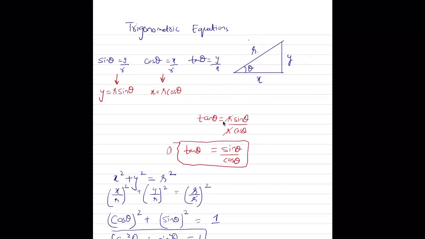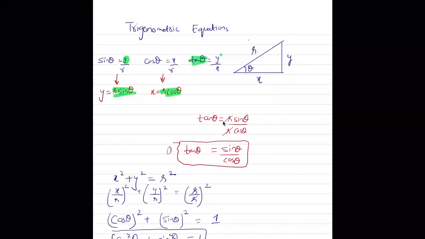Now this r basically represents the radius. If I make y the subject from here, y is equal to r sine theta. And if I make x the subject over here, x is equal to r cos theta.